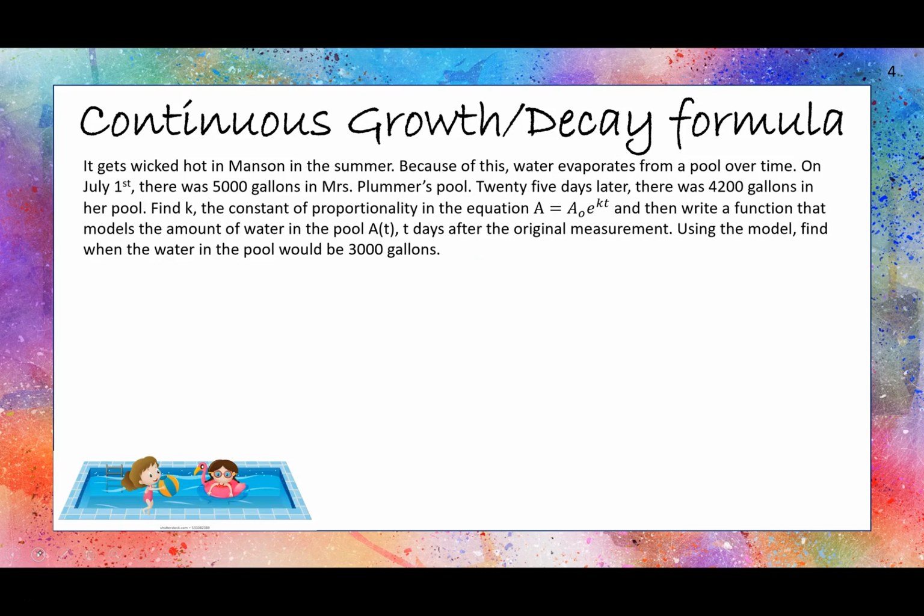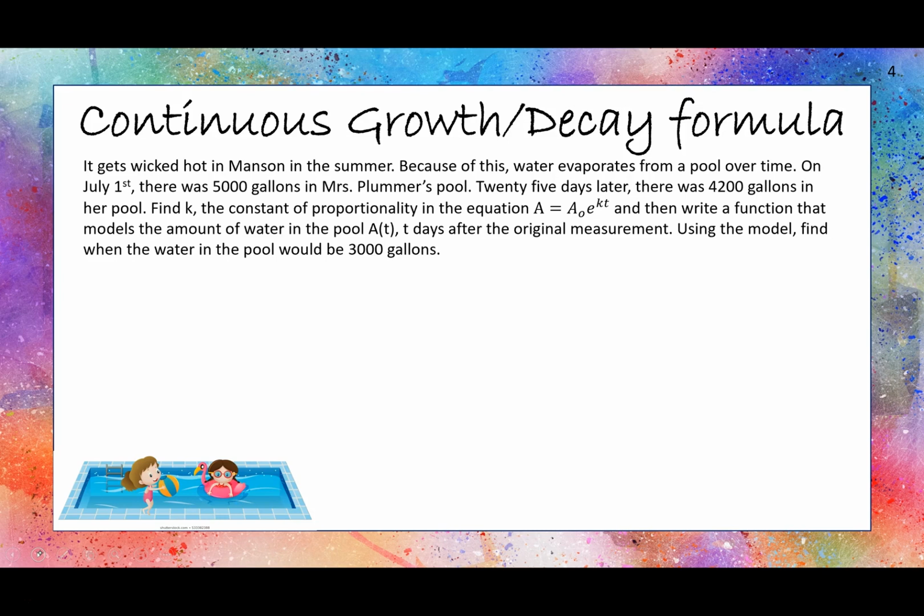All right, so here's our first problem. It gets wicked hot in Manson in the summer, and because of this, water evaporates from a pool over time. So on July 1st, there was about 5,000 gallons in Mrs. Plummer's pool, and 25 days later, there were 4,200 gallons in that same pool.